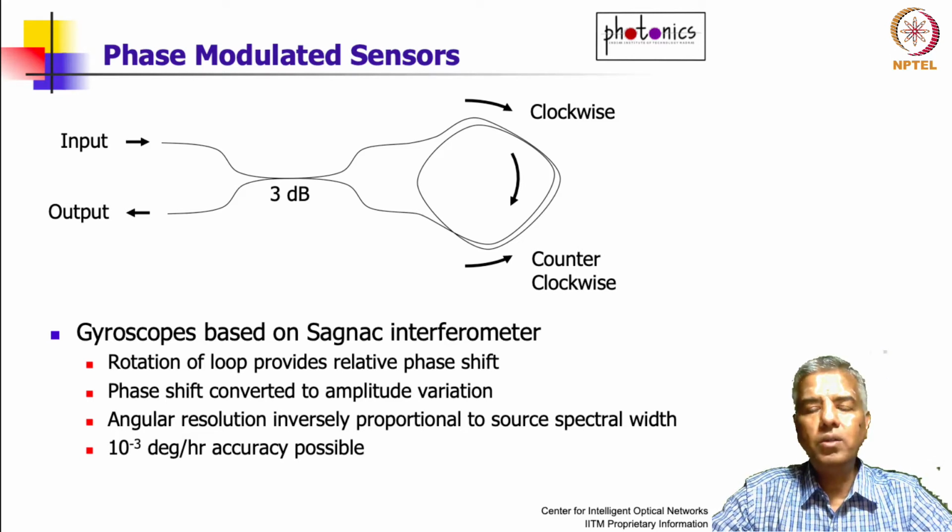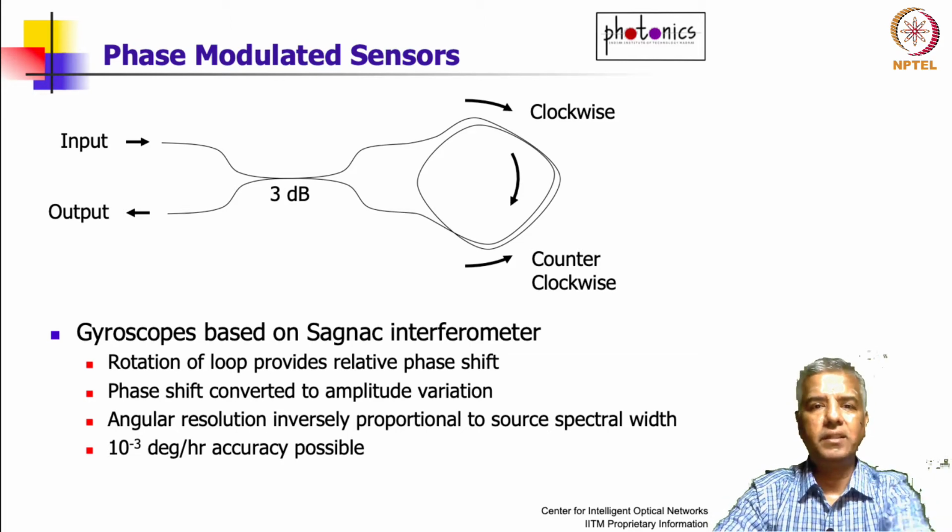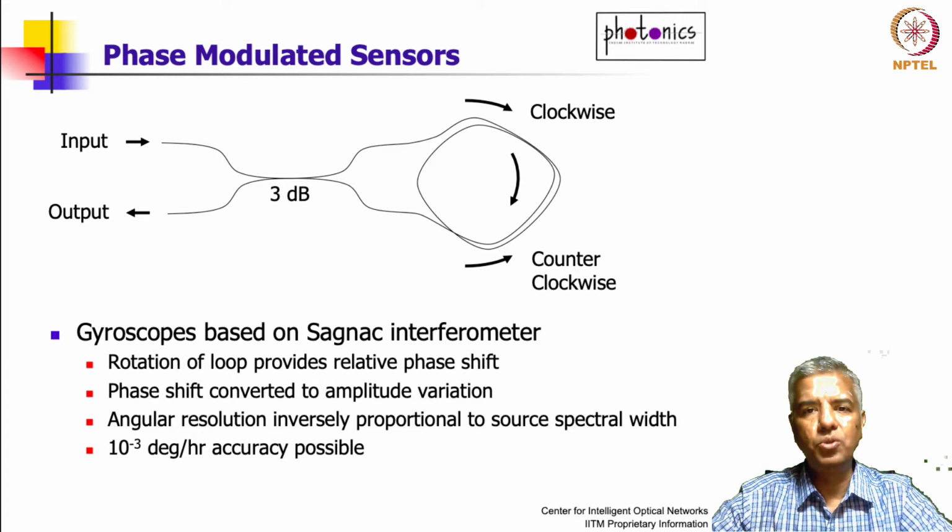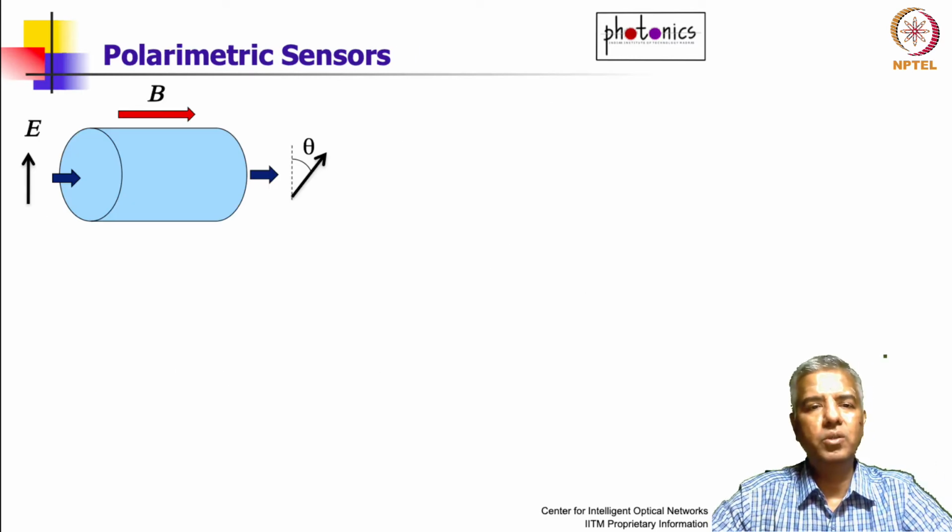So let's move on to one more type of sensor. Now let's look at how polarization, the light polarization, can be used to sense some physical parameter. Okay, so let's go into what are called polarimetric sensors.